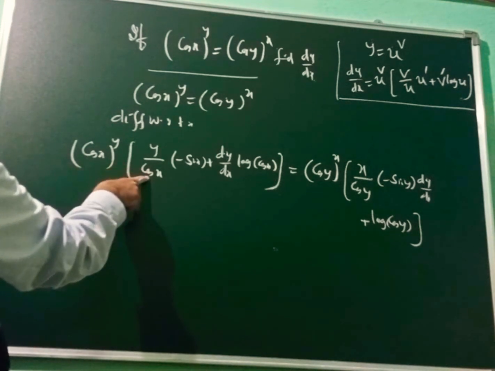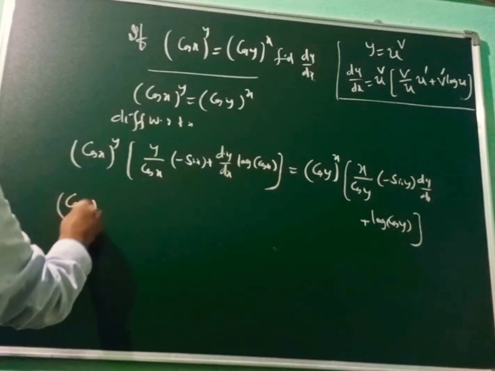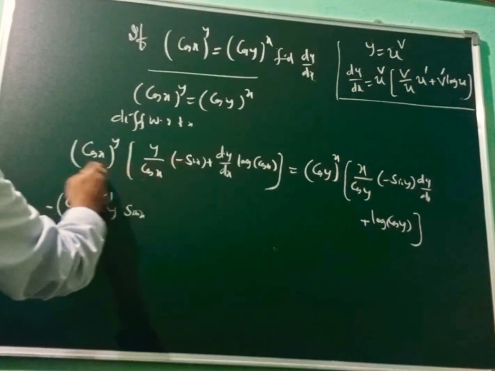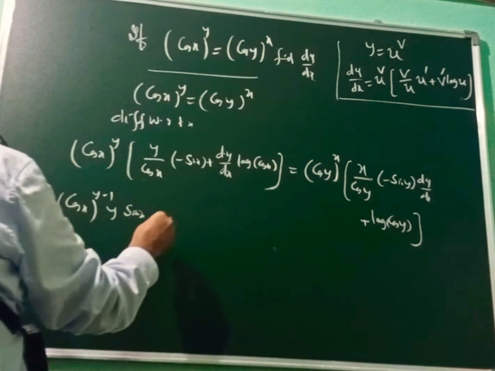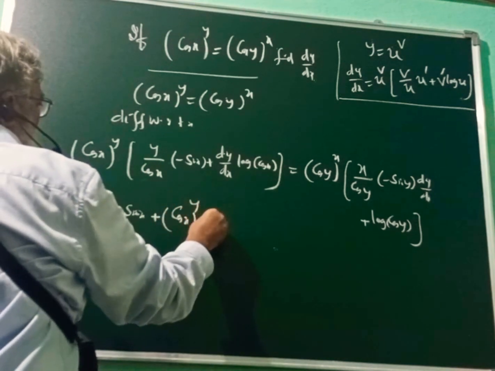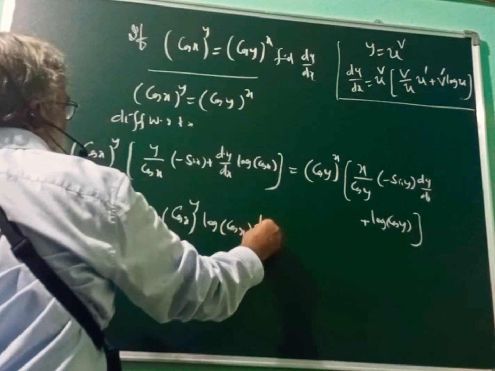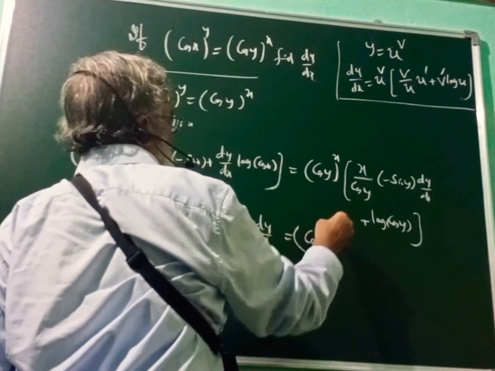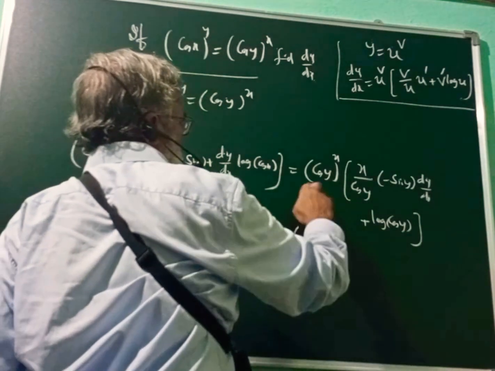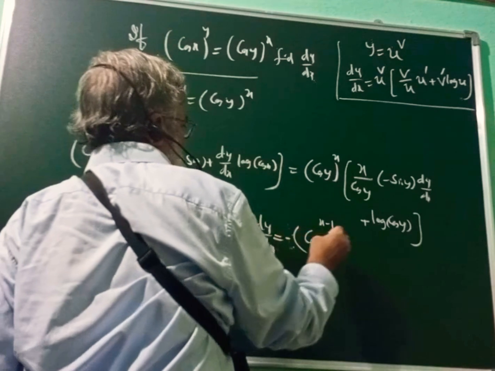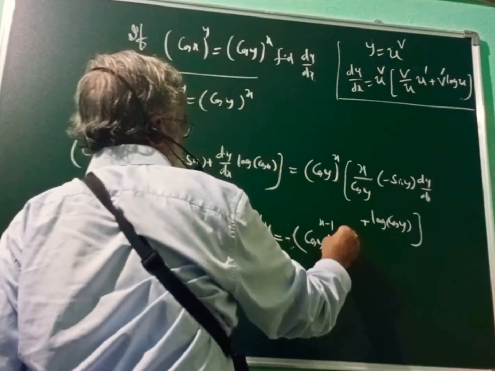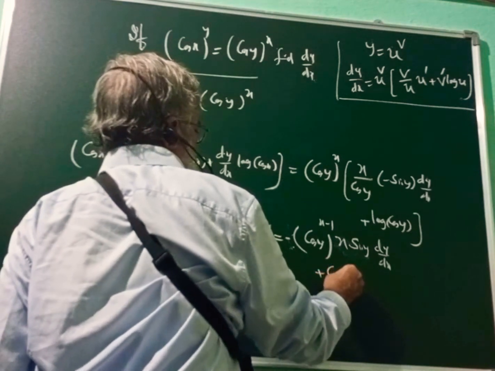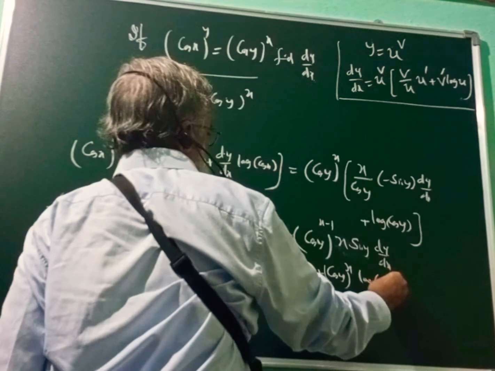Now here you see, we can write cos x raised to y minus 1, this negative sign into y, plus cos x raised to y into log of cos x into dy by dx is equal to, here also we can write cos y raised to x minus 1, minus x sin y into dy by dx, plus cos y raised to x into log of cos y.